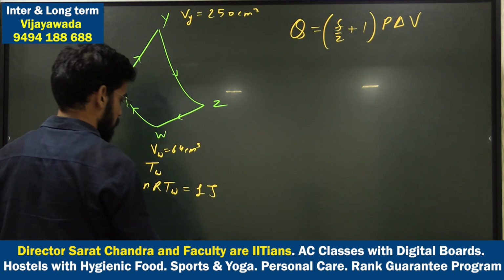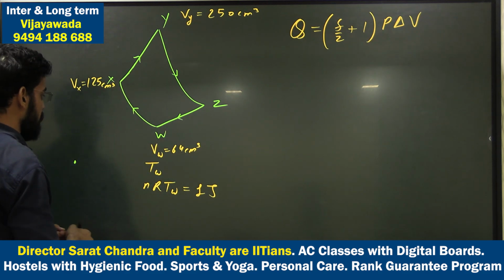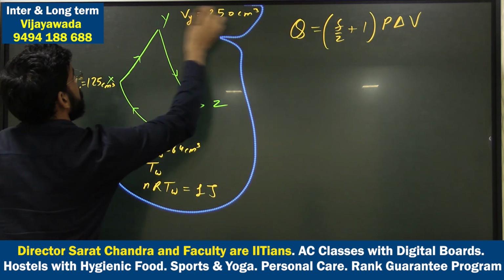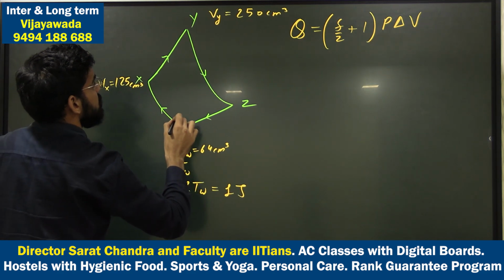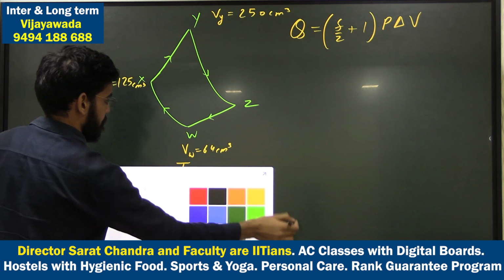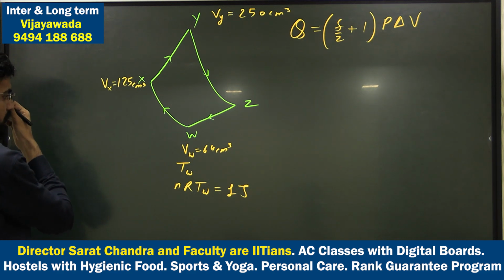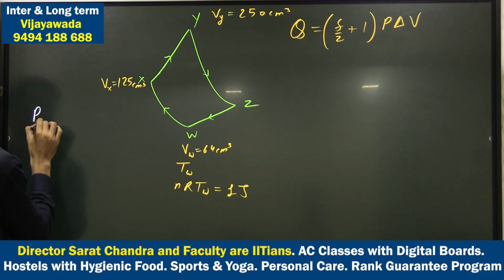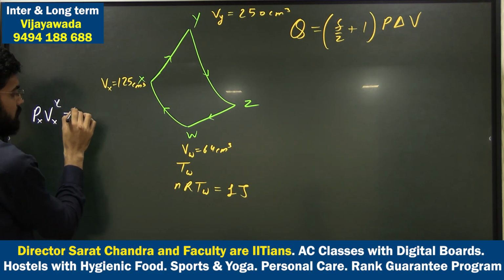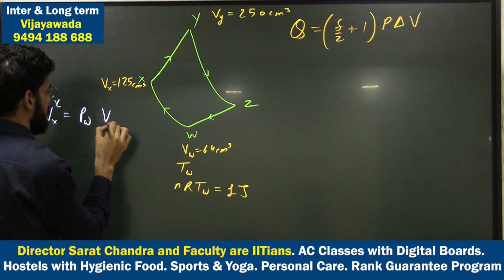How will we get the pressure? I will get the pressure from the adiabatic process. He said X to W is adiabatic, so apply the adiabatic process. What can we say? Adiabatic, so PV raised to power gamma. So Px into Vx raised to power gamma is equal to Pw into Vw raised to power gamma.